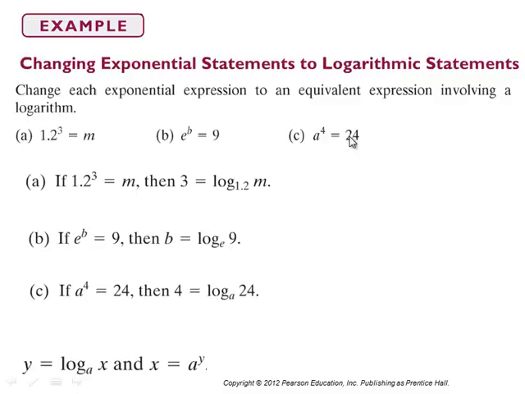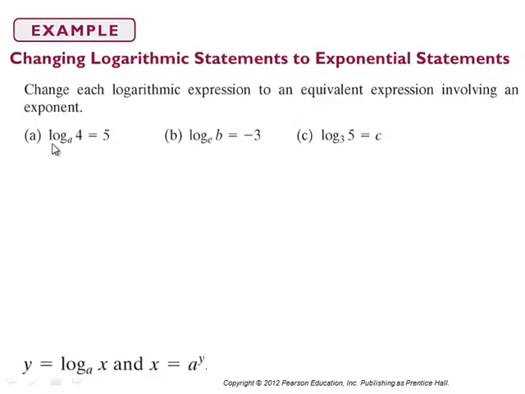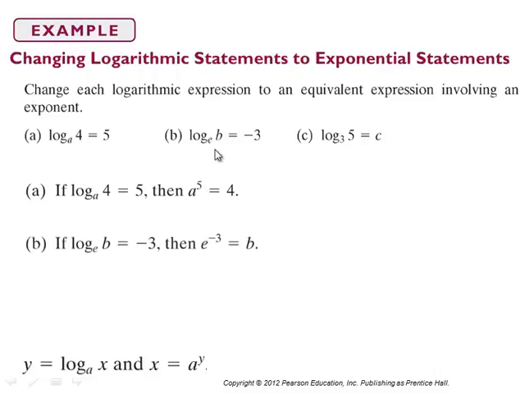If we have a to the 4th equal to 24 for some number a, that's the same thing as saying that log base a of 24 is equal to 4. Or if I say that log base a of 4 is equal to 5, that's the same thing as saying that a to the 5th power is equal to 4. And if I say that log base e of b is equal to negative 3, that's the same thing as saying that e to the negative 3 power is equal to b. And if I say that log base 3 of 5 is equal to c, that's the same thing as saying that 3 to the c power is equal to 5. All right, do you see the connection between logs and exponentials?